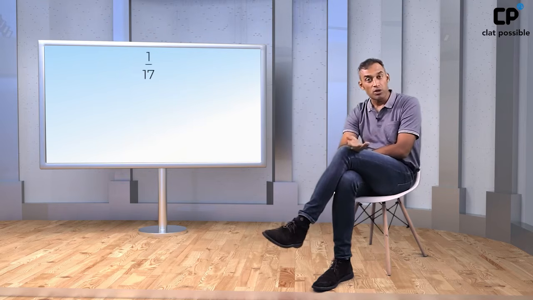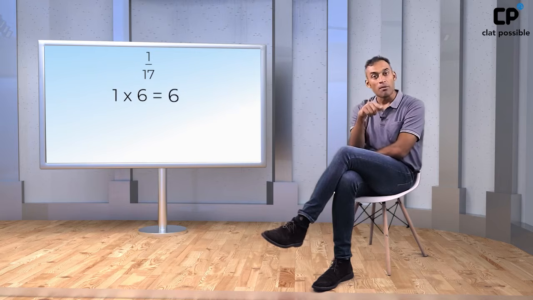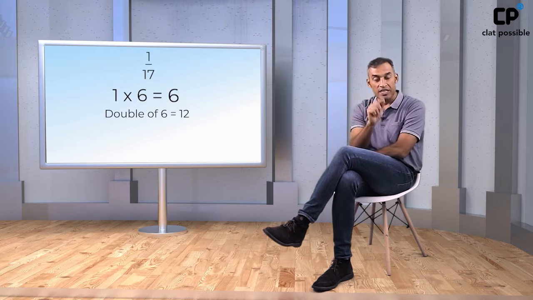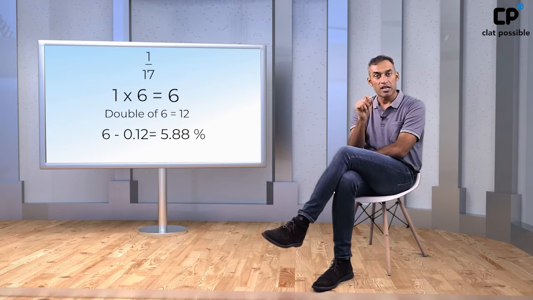You know what we do in 1 upon 17? We multiply the numerator by 6. Here you have numerator as 1, so we multiply 1 by 6. That becomes 6. And then the double of 6 is 12. Right? And then we do 6 minus 0.12. We put 2 decimal shifts there. And 6 minus 0.12 is 5.88.